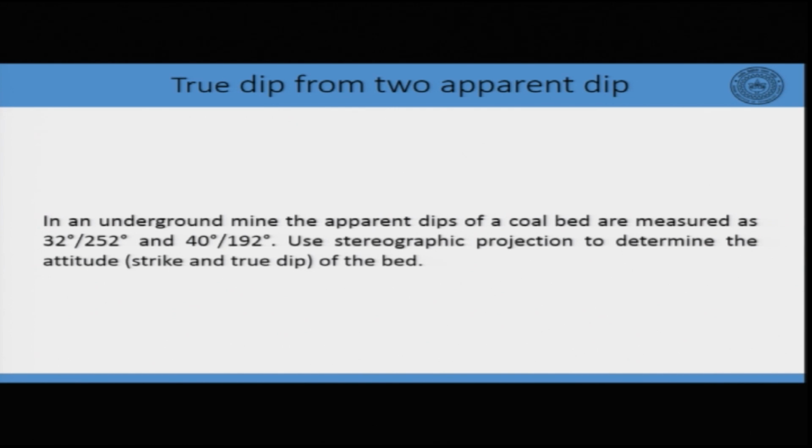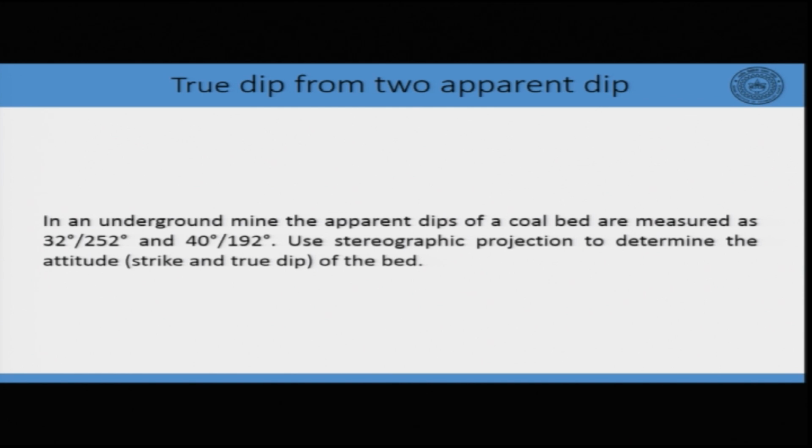The question is: in an underground mine, the apparent dips of the coal bed are measured as 32 degrees towards 252 degrees, and 40 degrees towards 192 degrees. That means for the first, the plunge is 32 degrees and the trend is 252 degrees, and for the second, the plunge is 40 degrees and the trend is 192 degrees. So, we have two apparent dips. Using the stereonet, how will we determine the attitude of the bed, meaning the strike and the true dip?